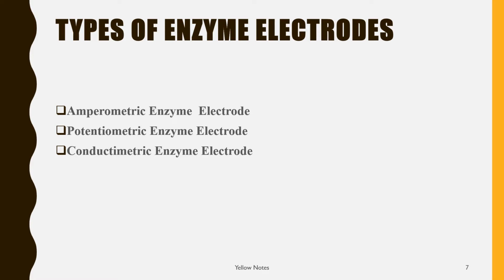Types of enzyme electrodes: amperometric enzyme electrode, potentiometric enzyme electrode, conductometric enzyme electrode. Their working can be summarized as follows: the analyte is sensed by the immobilized enzyme. Further, the progress of the enzyme reaction is monitored by the rate of formation of product or the disappearance of a reactant. If either the product or the reactant is electroactive, then the progress of the reaction can be monitored as output in the form of a current, potential or conductivity.